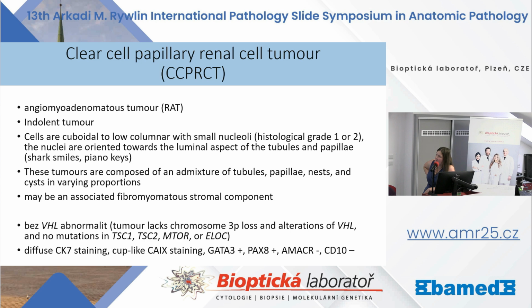Originally, this tumor was described by Michal as angiomyoadenomatous tumor. It is an indolent tumor composed of cuboidal and low columnar cells with small nuclei, histologic grade 1 or 2. These nuclei are oriented only towards the luminal aspect of the cells, and the arrangement of the tumor is typically cystic, tubular, or tubulopapillary. There may be a fibromuscular stroma component.